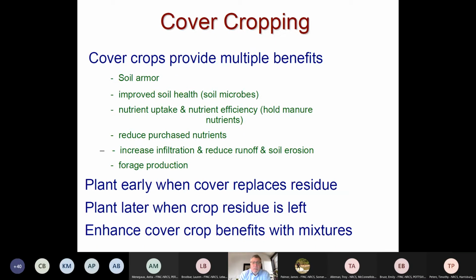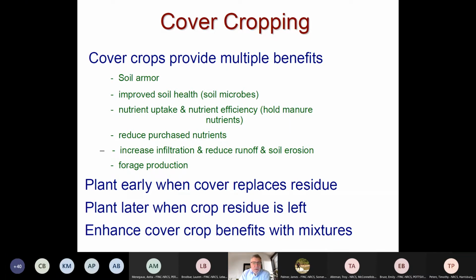Nutrient uptake and efficiency. Cover crops will hold your manure nutrients, and they'll hold nutrients that become available after the main crop is harvested. Soils have a natural tendency to generate leachable nitrate nitrogen after harvest is conducted on field crops, and that nitrate nitrogen has the ability to leach down into our groundwater. Well, if we have a cover crop growing, we don't have that. We have a way of taking up that nitrate into the cover crop to use it for one of the following crops. So we have the ability to reduce purchased nutrients, and we can increase infiltration, reduce runoff and soil erosion with cover crop, and it can provide us with forage production. If we're in a tight spot, we can use that cover crop as an emergency crop for feeding our critters.